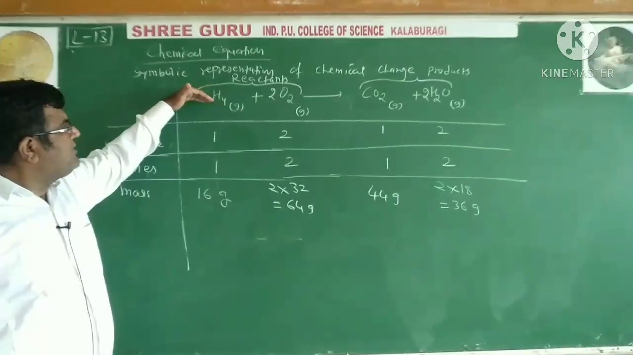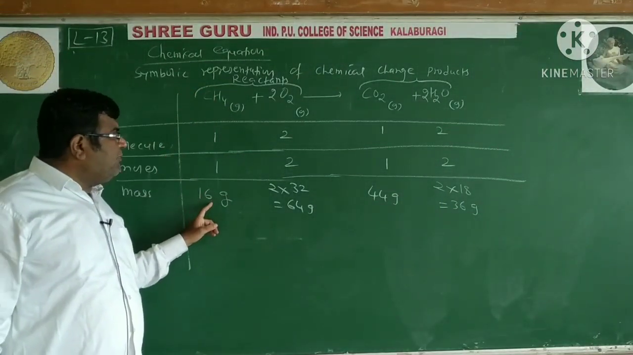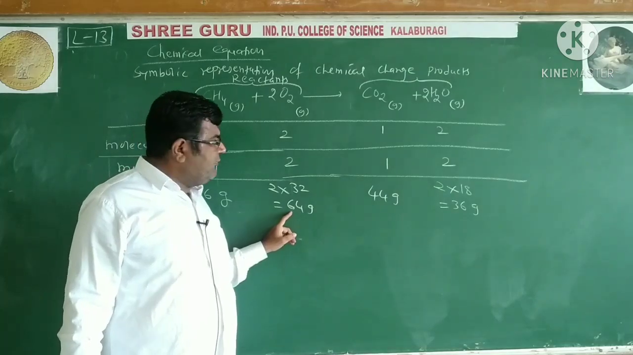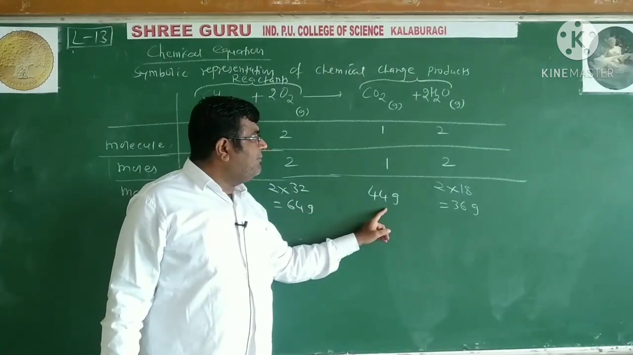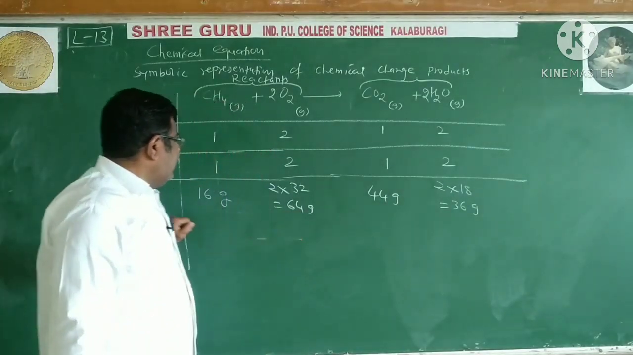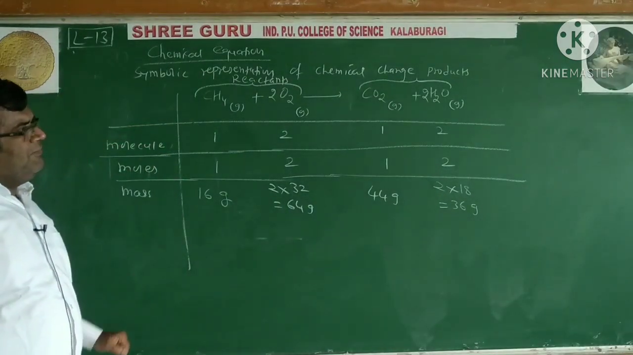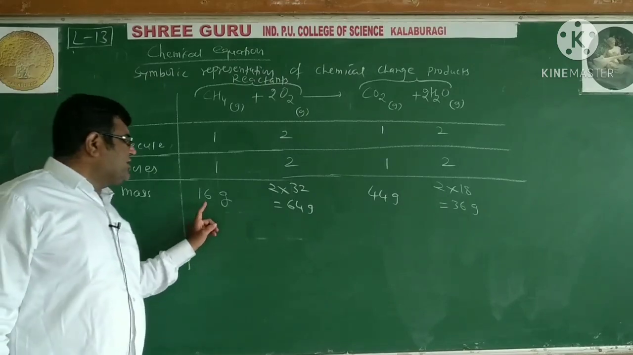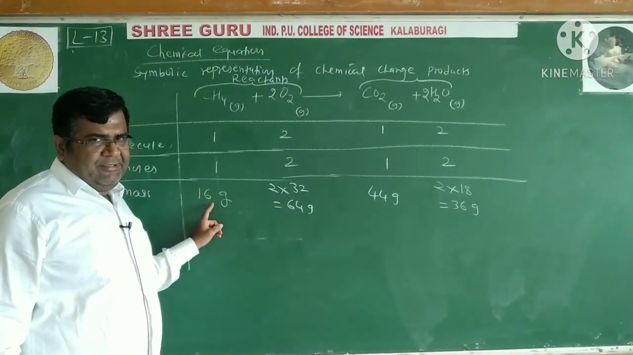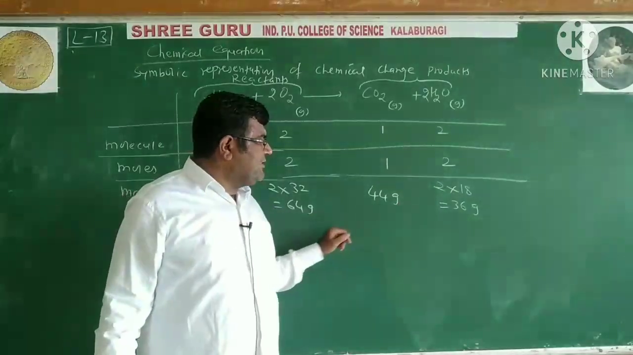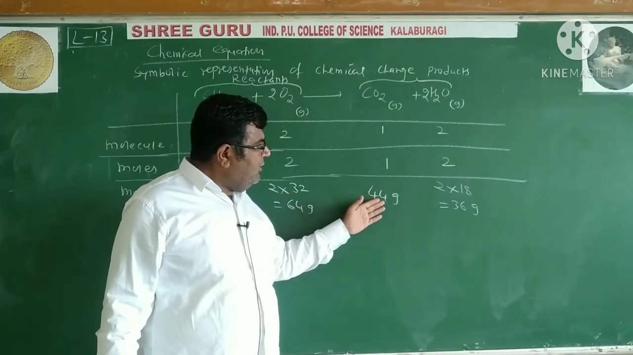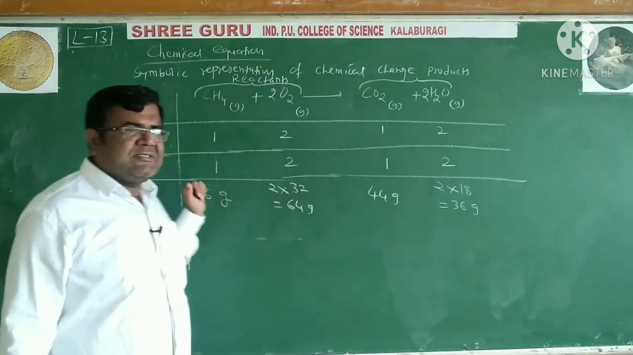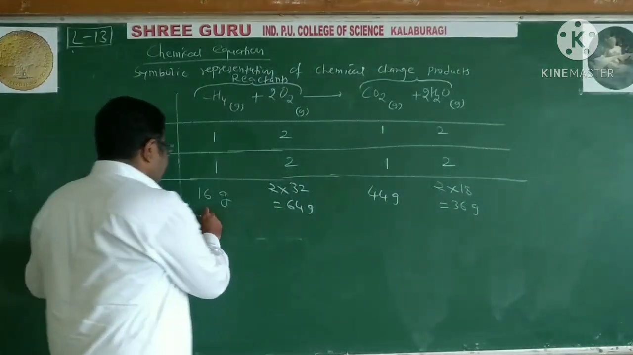One more meaning of this equation is 16 gram of methane combines with 64 gram of oxygen and forms 44 gram of carbon dioxide and 36 gram of H2O. 64 plus 16, 80, and 44 plus 36, this is also nothing but 80 grams. So the law of conservation of mass is followed here.